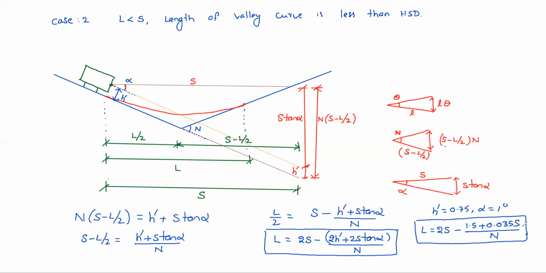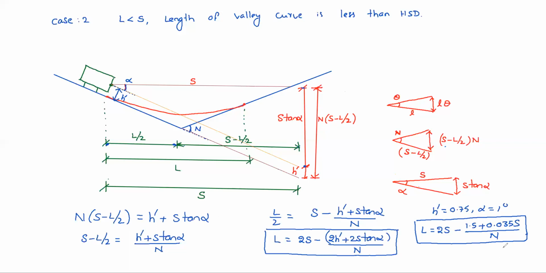So very simple here, based on this alpha angle and this side distance S, this is S tan alpha, here to here it is S tan alpha, and this is h dash. This h dash plus S tan alpha must be equal to the remaining, because this L by 2 distance is up to here, the remaining is S minus L by 2. This S minus L by 2 into n is this one. So n into (S minus L by 2) equals h dash plus S tan alpha. Based on this we can get the length of curve here.